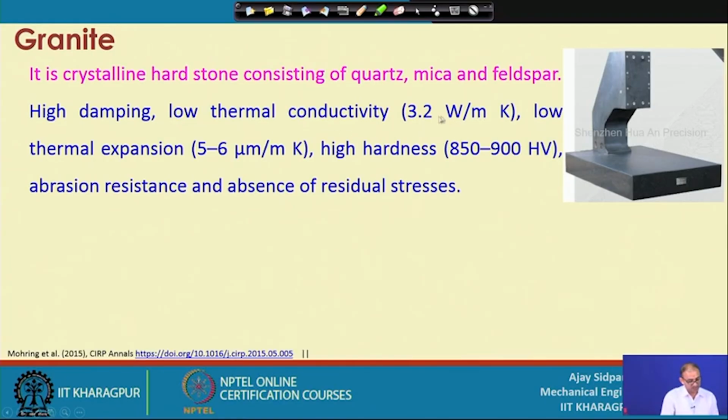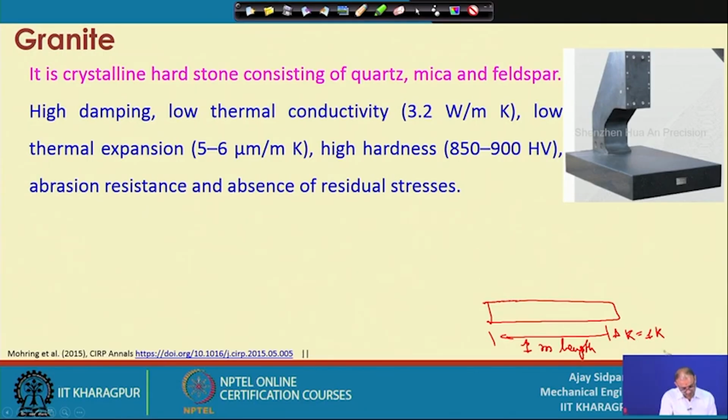Low thermal conductivity, it is 3.2 watt per meter Kelvin. Low thermal expansion, so it will expand 5 to 6 micron per meter per degree of Kelvin change. So, if you consider any component, suppose this is one component and this is 1 meter of length, and the temperature is changed. So, delta K is 1 K. Okay. So, whatever change you will get, in terms of dimensional change, you will get 5 to 6 micron, correct.